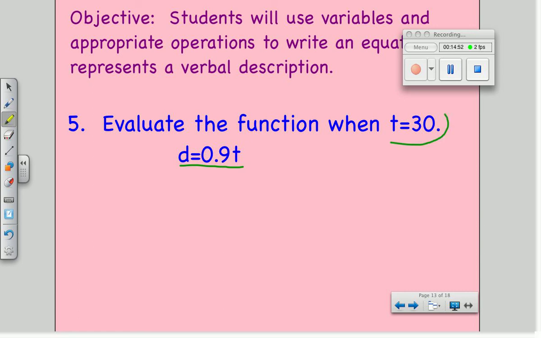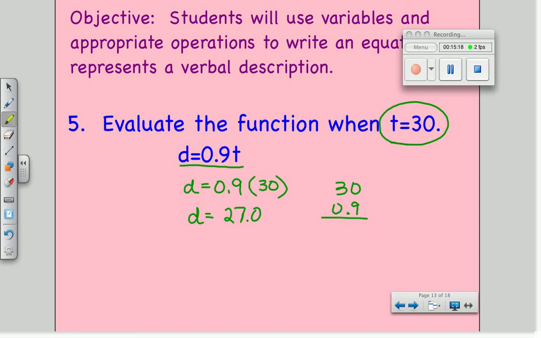So now we're going to use substitution like we did today in class. D, I don't know what that is. 0.9, I know what that is, and t is 30. So I'm going to replace the t with the number 30, and then I'm going to multiply to get d. 0.9 times 30 is 27. For those of you who need to see it, 30 times 0.9: 9 times 3 is 27. I've got one decimal, 27.0.